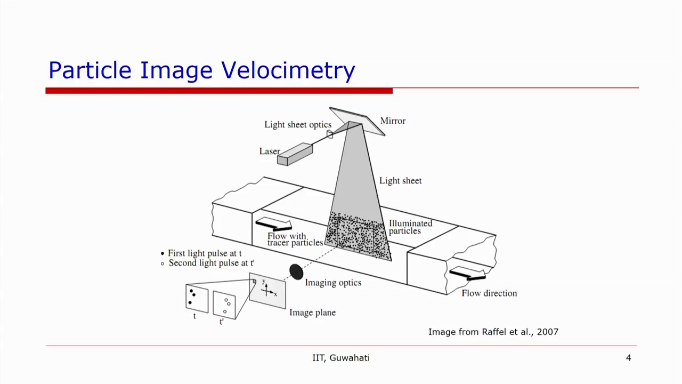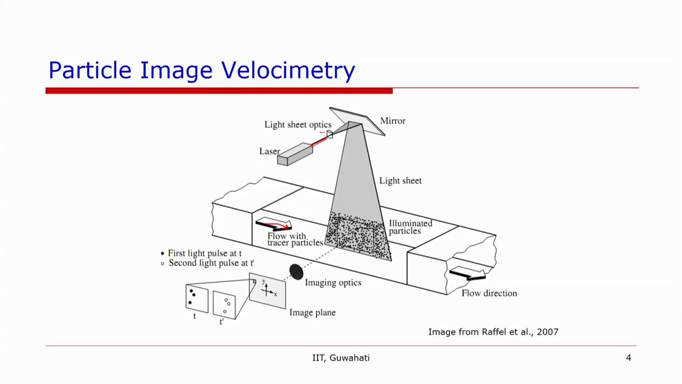So, this is a typical schematic of a PIV setup. You can see that this is the test section in which the flow is happening in this direction, and this flow is seeded with the tracer particles. Now, the laser light is introduced on it, and in a 2D PIV system for conventional or large channels, the laser light is converted using light sheet optics into a light sheet. So, it illuminates a two-dimensional plane of small thickness in the test section, and the velocity in this test section is measured.